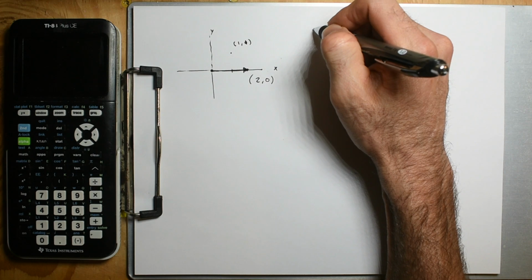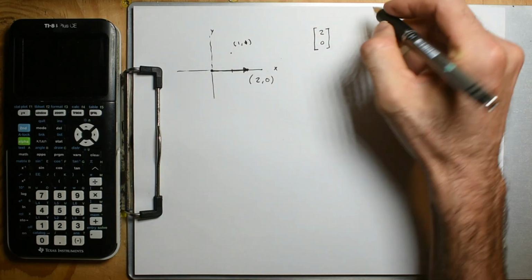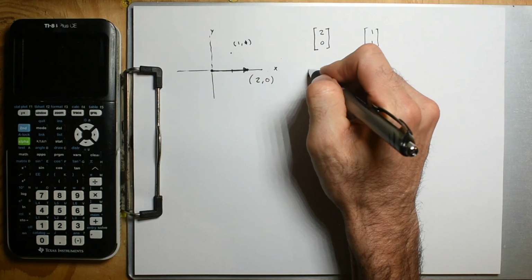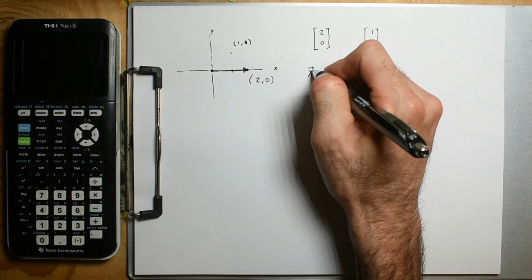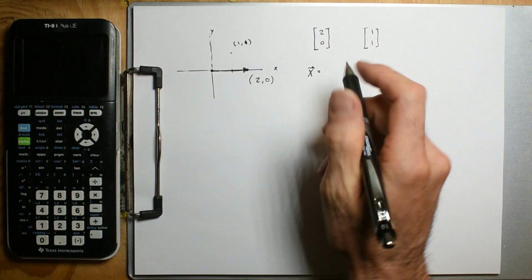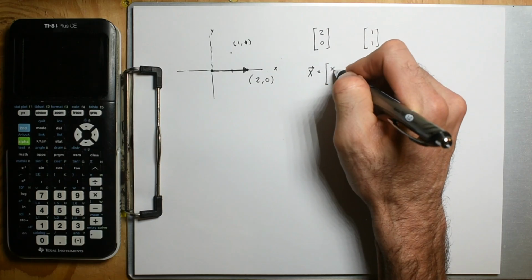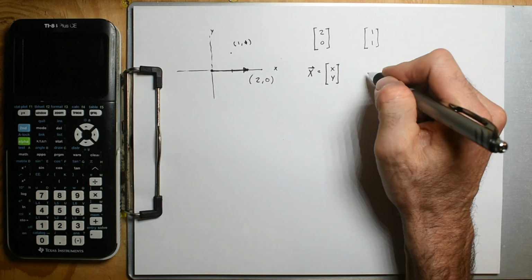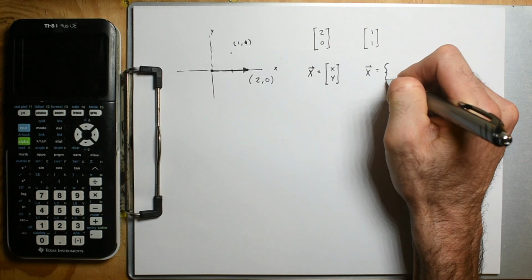We represent it like this: 2, 0, and then this one will be 1, 1. And then just the general vector, we'll use x. This is our set of vectors. This isn't just one vector, it can be a whole set of vectors, with units where this is the x value and this is the y value.